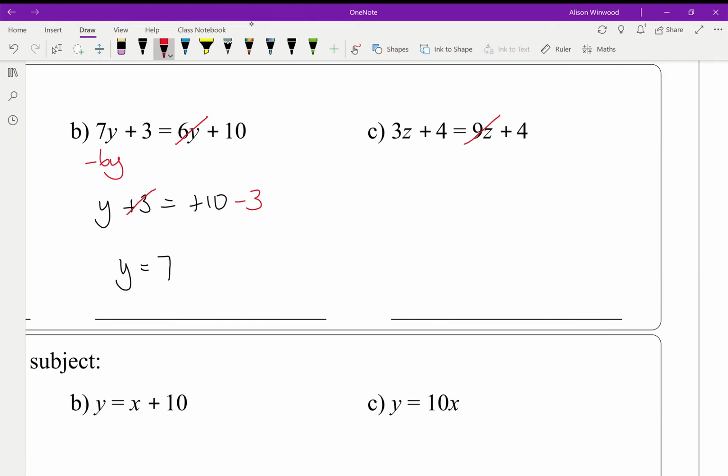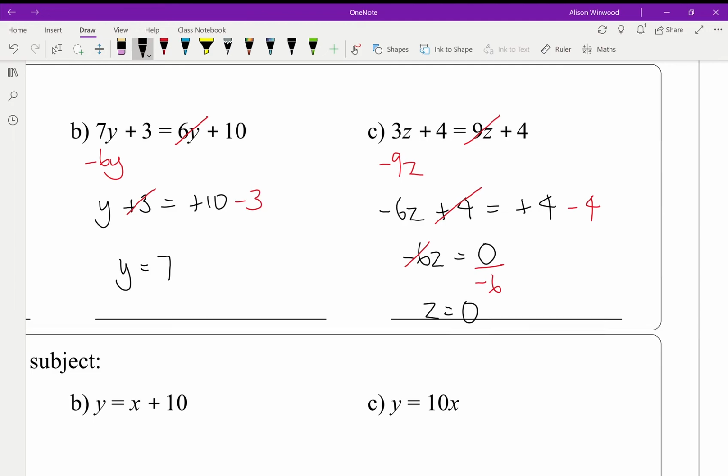Move the 9z, so it's going to be subtract 9z. 3z subtract 9z is negative 6z. Still got plus 4 equals plus 4. Opposite of add 4 is subtract 4. So I have negative 6z equals 0. Opposite of multiply is divide. So I get z equals 0.